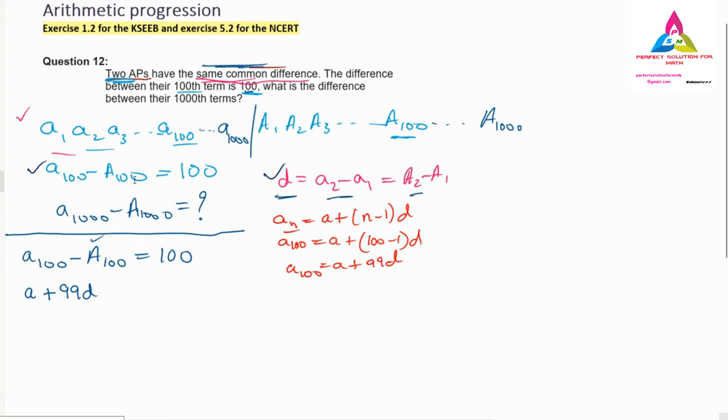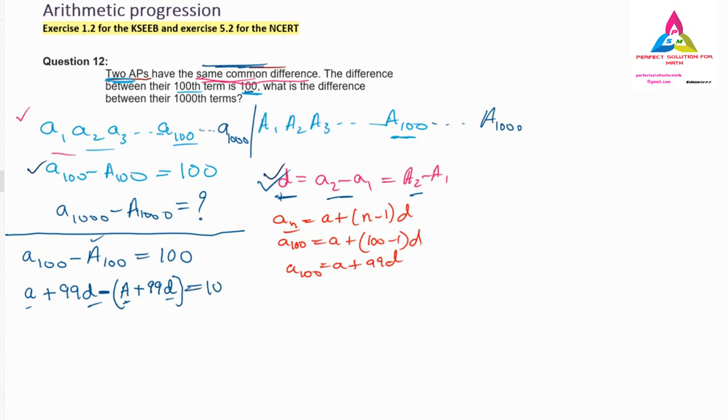Next one we have capital A100. So capital A100 we have to write as it is, with a minus. But here the capital A100 is nothing but the first term is different, so I will take that first term as capital A, not small a. Plus, how much d now? That is again the same 99d only. So I will write that d as small d. Why have I written that d as small d? Because both the differences are the same. Here they have given the same common difference, so I can write that d the same, but the first terms are different. So I have written small a for the first AP, capital A for the second AP.